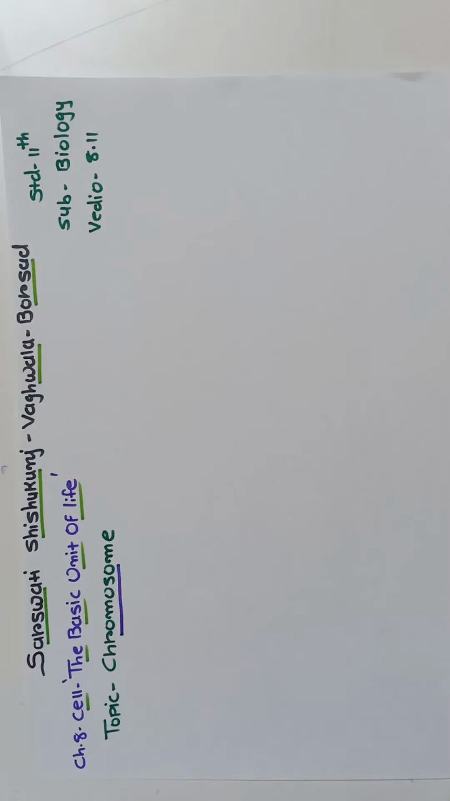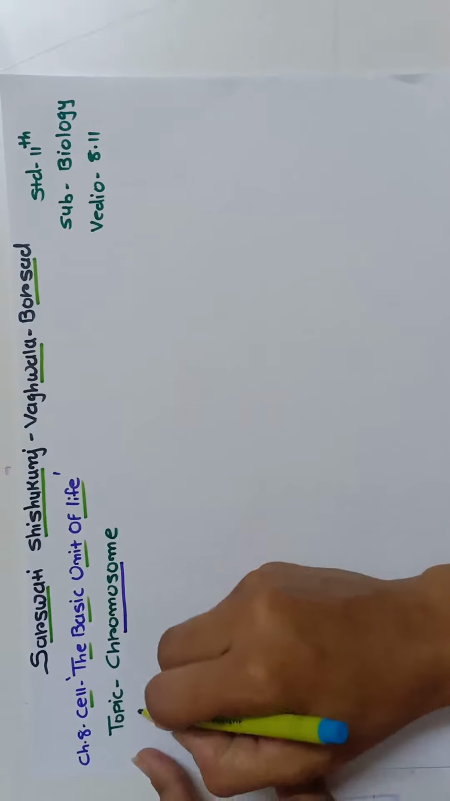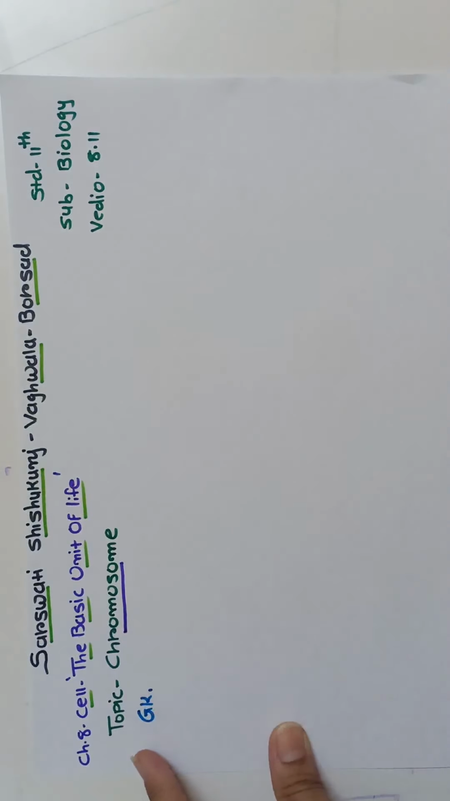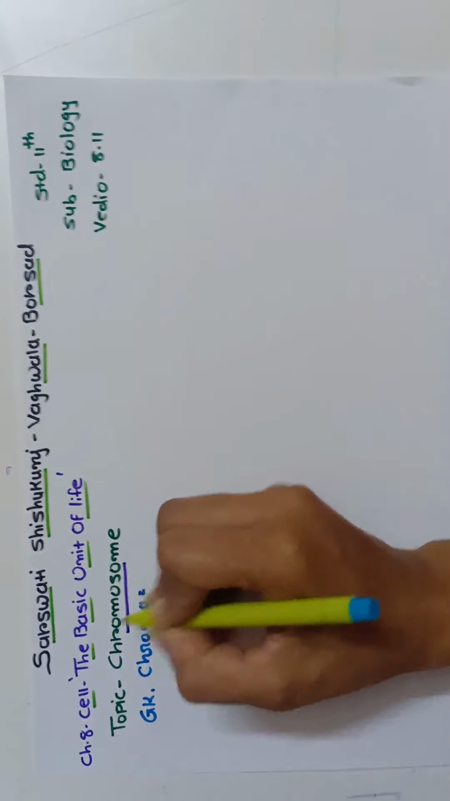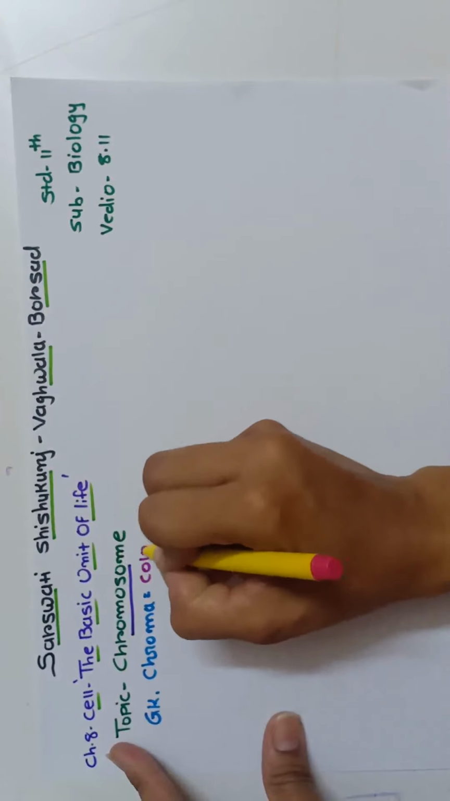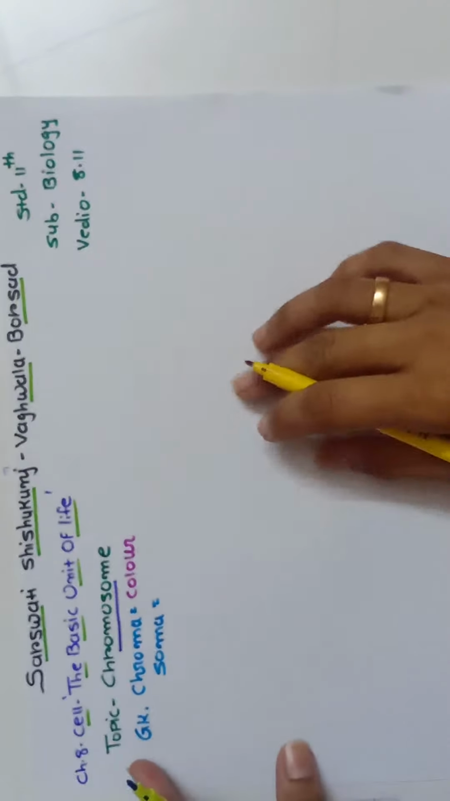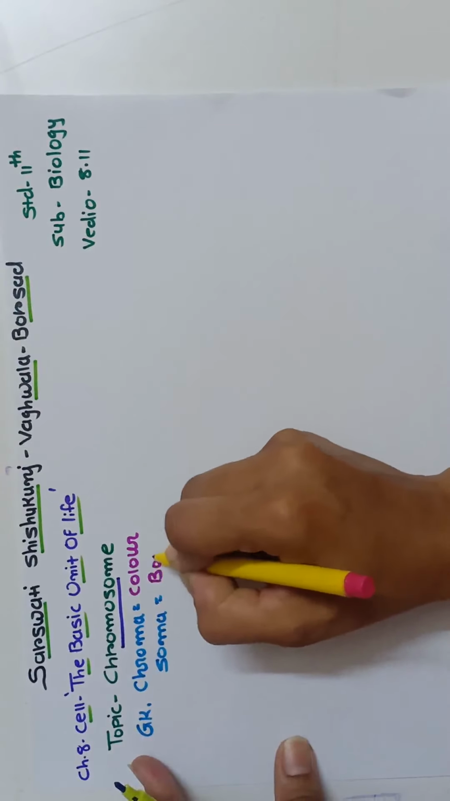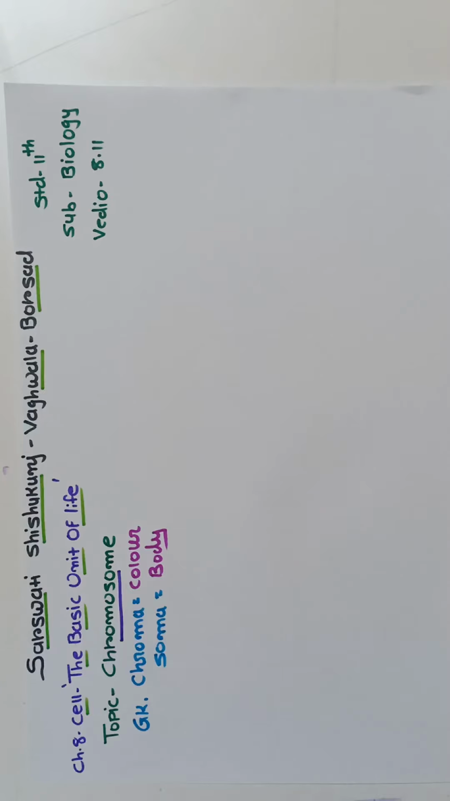The word chromosome is derived from the Greek words chroma, which means color, and soma, which means body. So it is derived from two Greek words, chroma and soma.